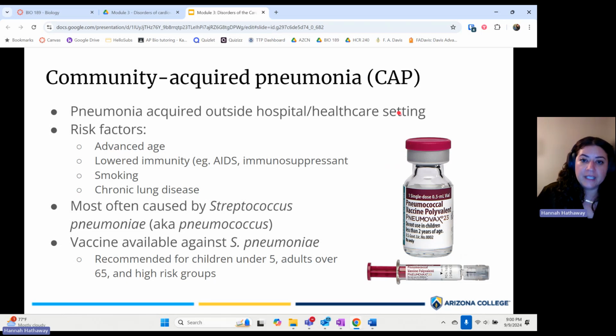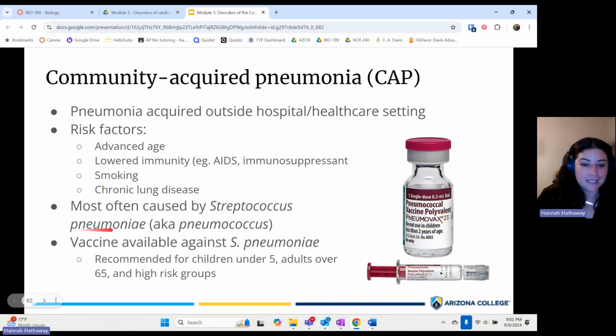So some risk factors for community-acquired pneumonia. Generally, this is someone who has some sort of immune suppression that could be due to just advanced age, your immune system stops working as well as you get older, an underlying disease or disorder such as AIDS, or taking an immunosuppressant such as a steroid, smoking because you're damaging your lungs and making them more prone to infections, and then other chronic lung diseases like COPD, which we'll talk about in just a second. There's a pathogen here that you need to know. Maybe you remember this guy from module one, Streptococcus pneumoniae, which is also called pneumococcus for short.